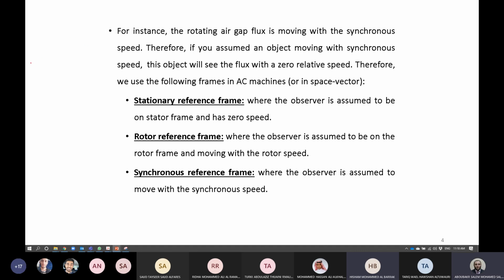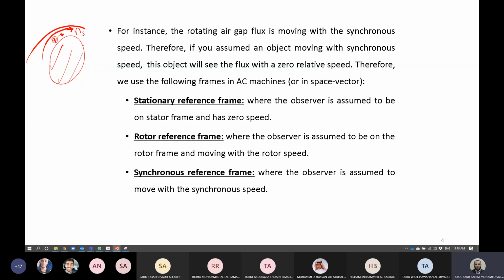Exactly. So what I mean, again, I will just draw a simple graph here. If you have a stator and you have a rotor inside, and the flux is moving between stator and rotor with synchronous speed. If you have an observer moving with synchronous speed as well, he will see the speed of flux is zero. Right? This is because the relative speed between the observer, which is the moving object, and the flux is zero because both of them are moving at the same speed.